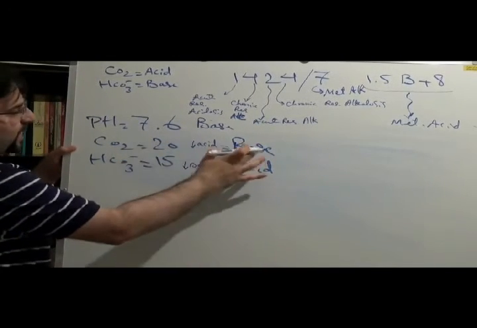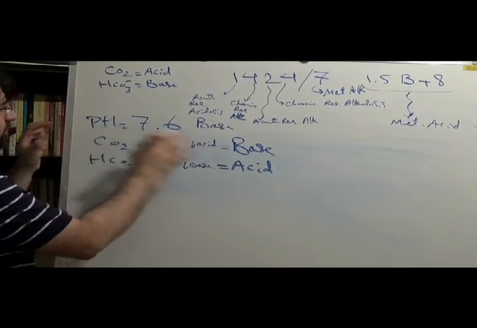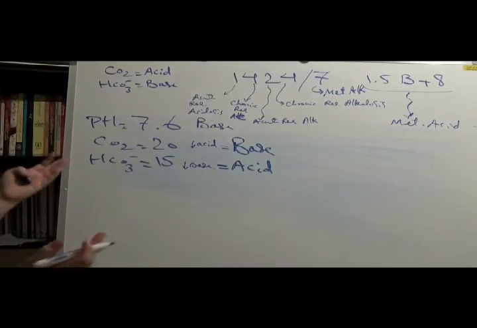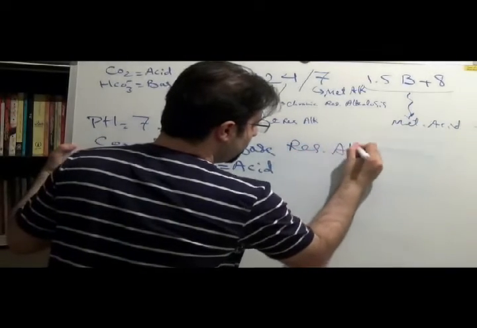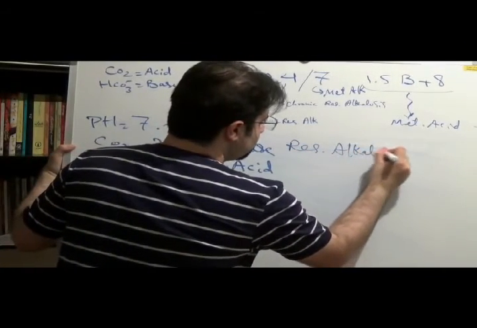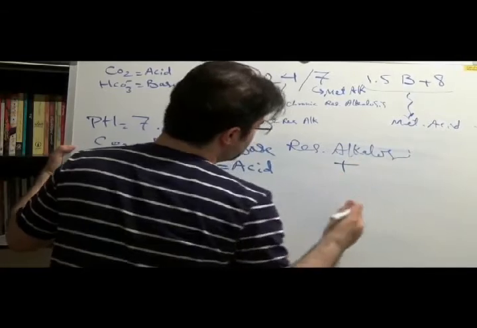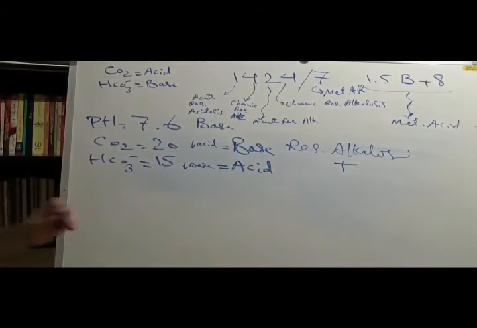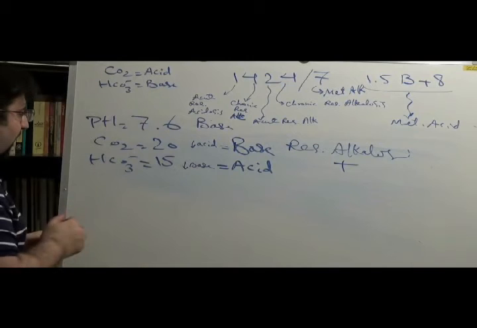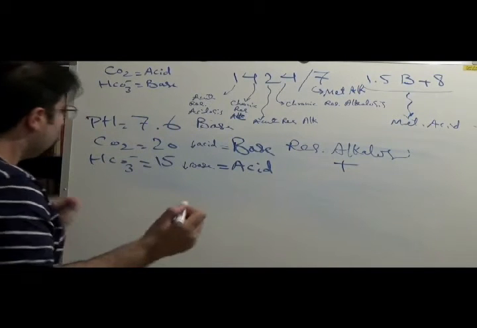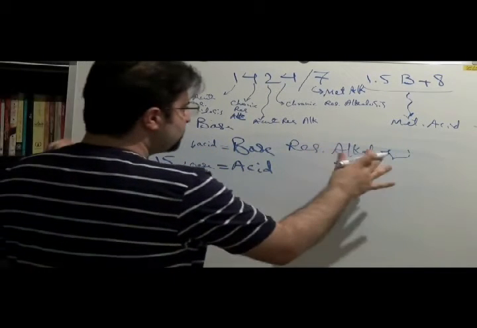So the culprit is CO2, because it makes a base situation, and the pH is basic. So we have respiratory alkalosis from the first place, plus something. Maybe it is compensated, plus nothing, or maybe there is some derailment that has to be added on. Okay, so we have respiratory alkalosis.